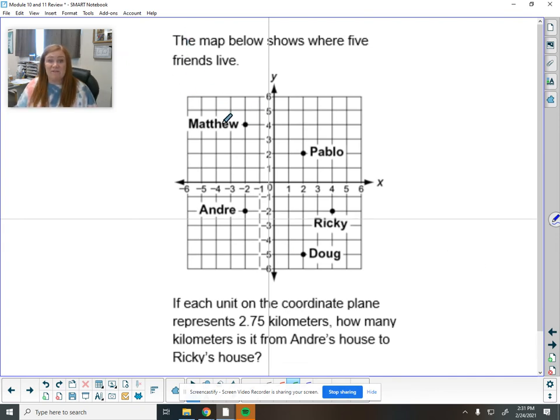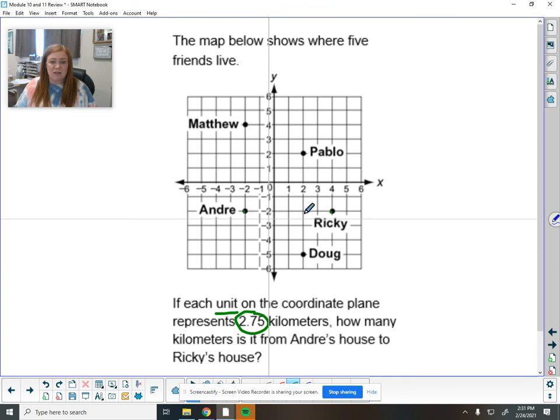This map shows where 5 friends live: Matthew, Andre, Pablo, Ricky, and Doug. Every unit on the coordinate plane represents 2.75 kilometers. How many kilometers is it from Andre to Ricky?